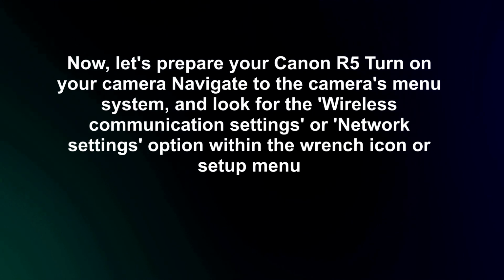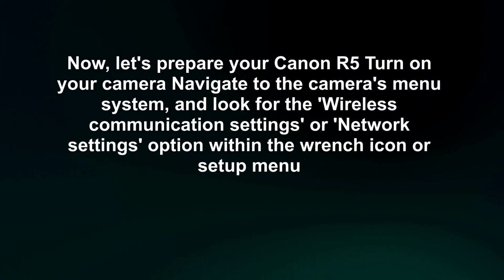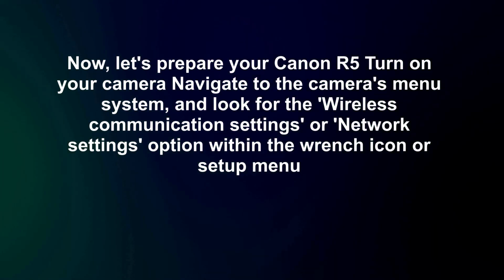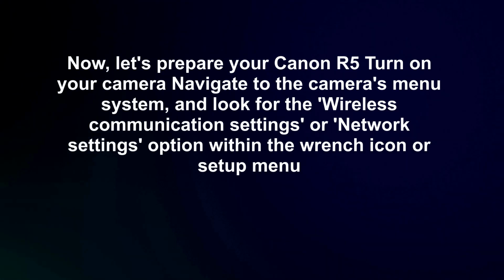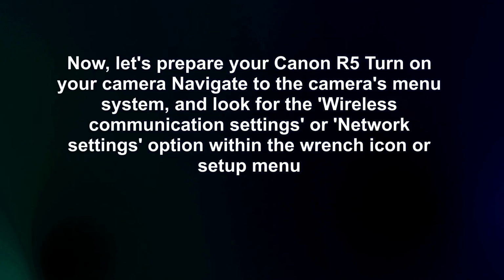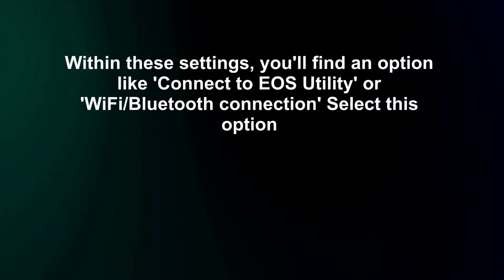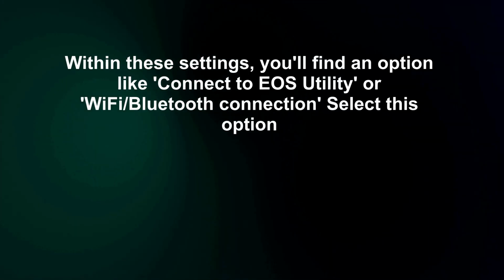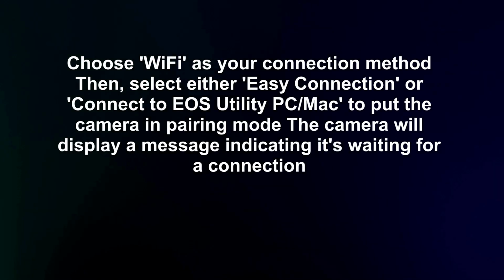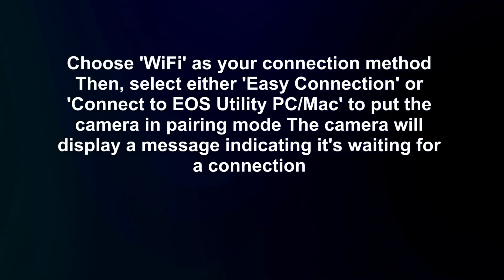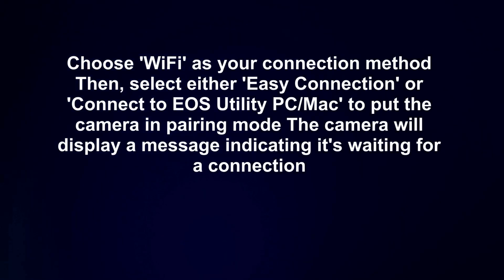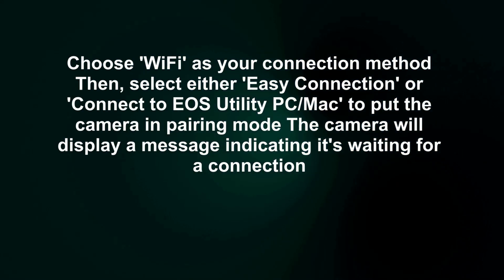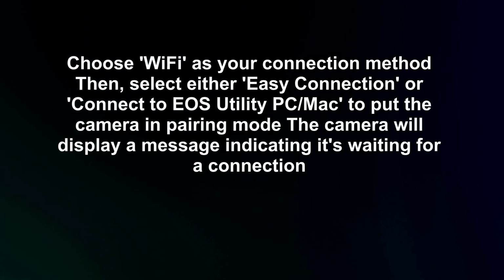Now, let's prepare your Canon R5. Turn on your camera, navigate to the camera's menu system, and look for the wireless communication settings or network settings option within the wrench icon or setup menu. Within these settings, you'll find an option like Connect to EOS Utility or Wi-Fi Bluetooth connection. Select this option. Choose Wi-Fi as your connection method, then select either Easy Connection or Connect to EOS Utility PC, Mac. To put the camera in pairing mode, the camera will display a message indicating it's waiting for a connection.